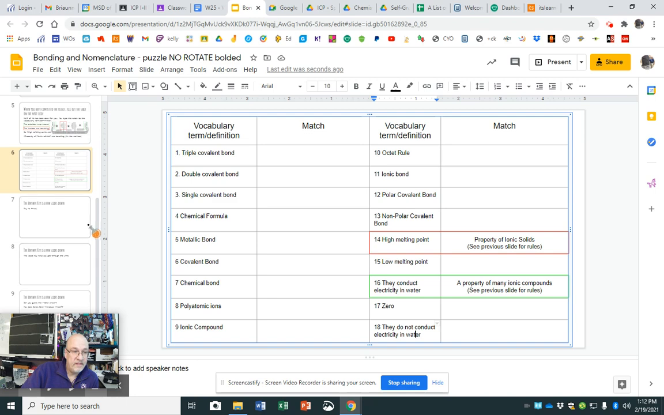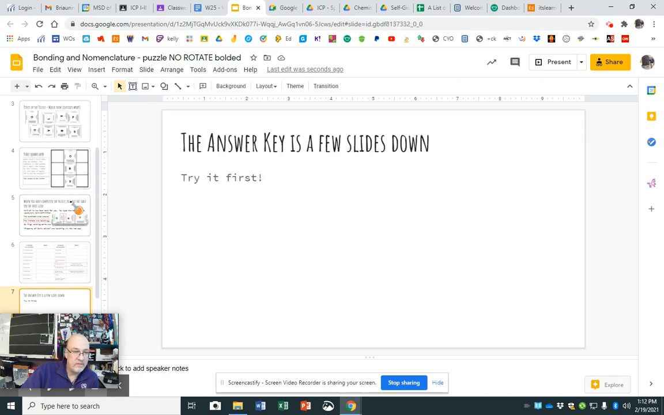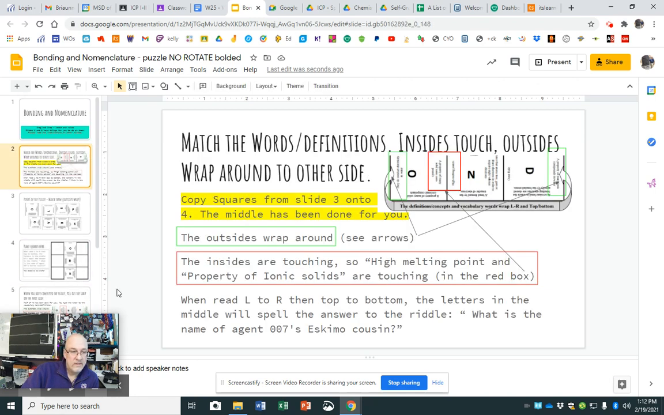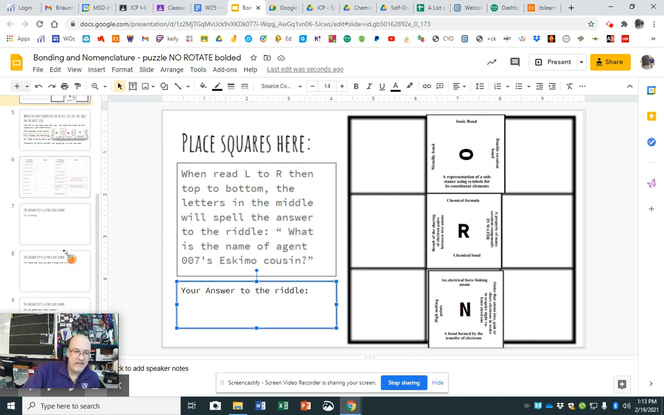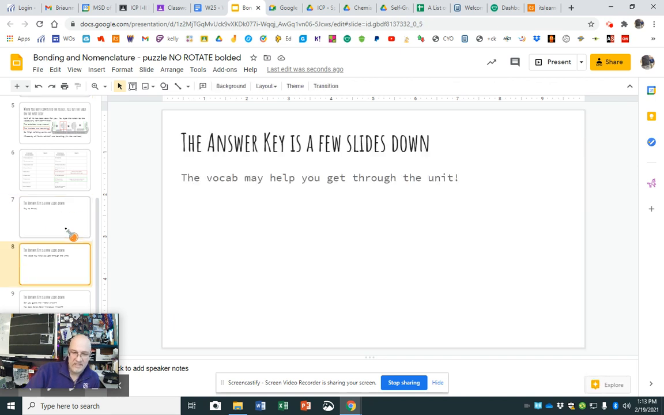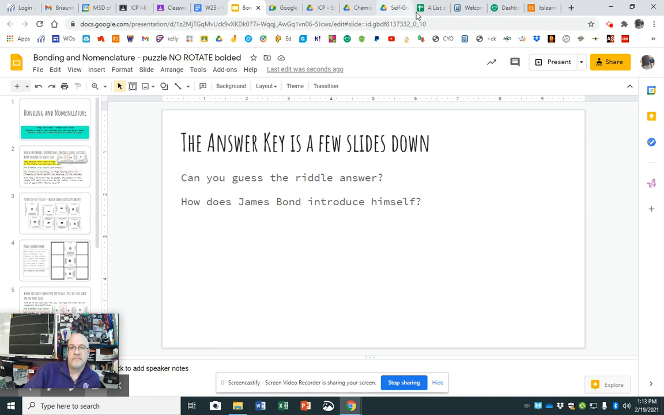That's the new stuff. If you want to figure out the riddle, what is the riddle? It says when read left to right, top to bottom, the letters in the middle spell the answer to a riddle. What is the name of Agent 007's Eskimo cousin? You can type in this. Go ahead and type the answer when you get it. And if you can't get it, there is stuff down here. Do you really want to see the answer? And you go find the answer. That's what we're doing this week.